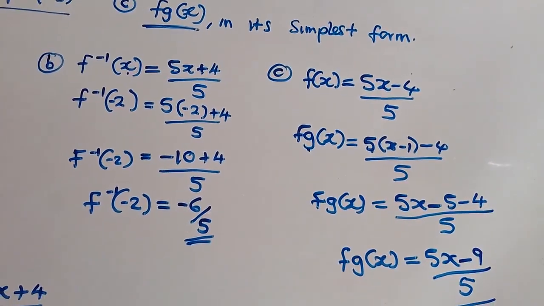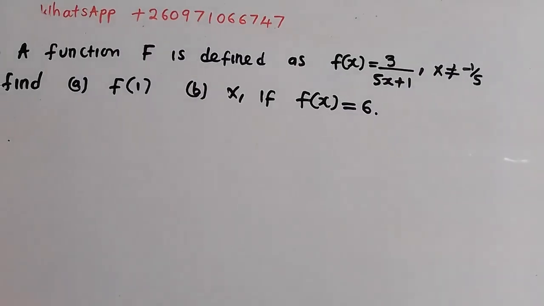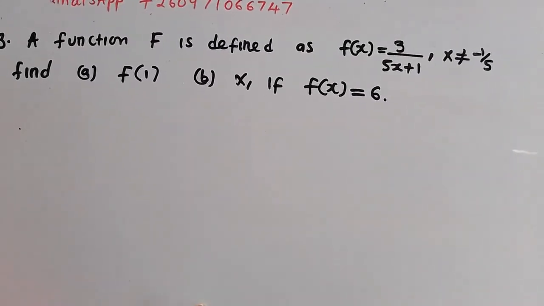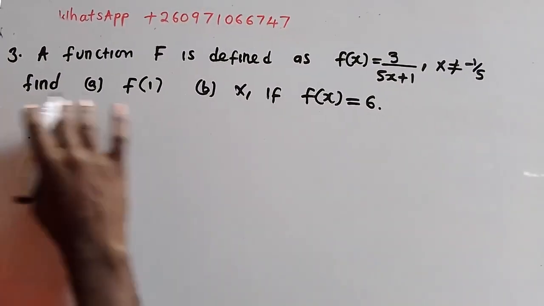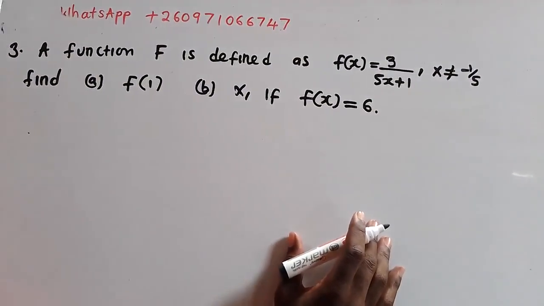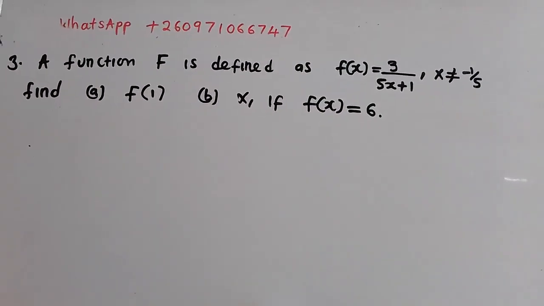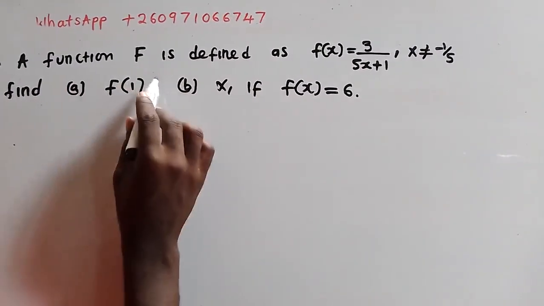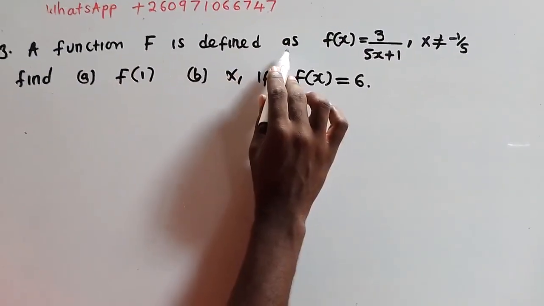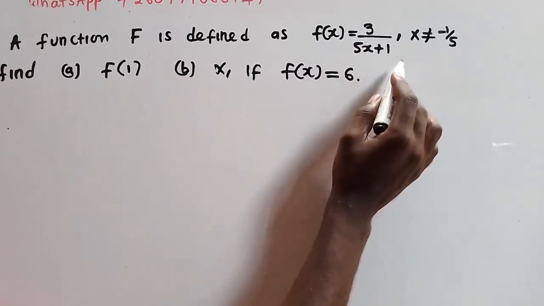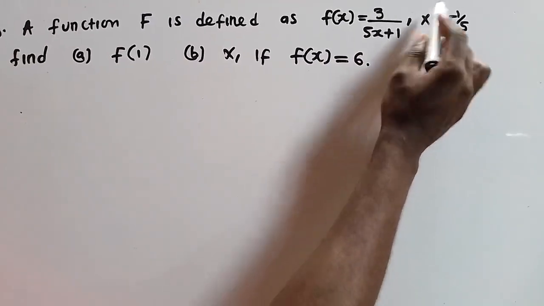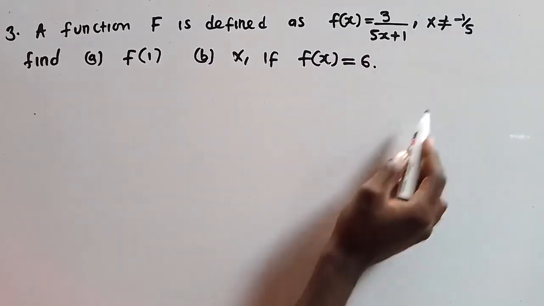So let us now move to the next question. We move to the third question. This is our question 3. So how can we answer this question? Let us see how we are going to answer this question together. A function f is defined as f of x equals 3 over 5x plus 1, where x is not equal to negative 1 over 5.